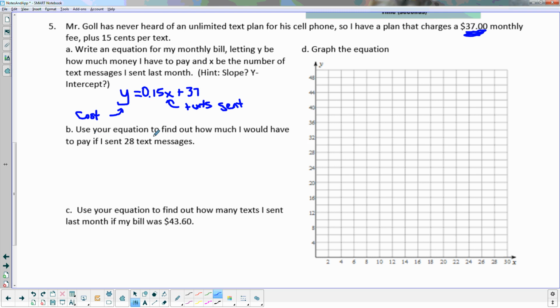B says use your equation to find out how much I would have to pay if I sent 28 text messages. So for B, you would have to plug 28 in for x and figure out the cost. For C, you're actually going to plug a number in for y, the cost, and then have to figure out how many text messages were sent. That one's a little bit harder. There's some solving of equations that you're going to have to do.